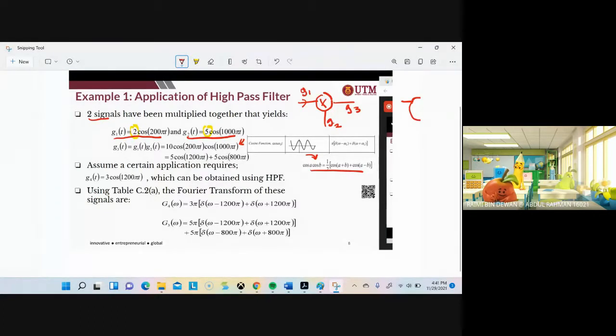Okay, so assume a certain application requires G4, which can be obtained using a high pass filter. Assume the application requires only 1200. If you notice, the signal from G3 consists of lower frequency, which is 800 pi, and 1200 pi t.